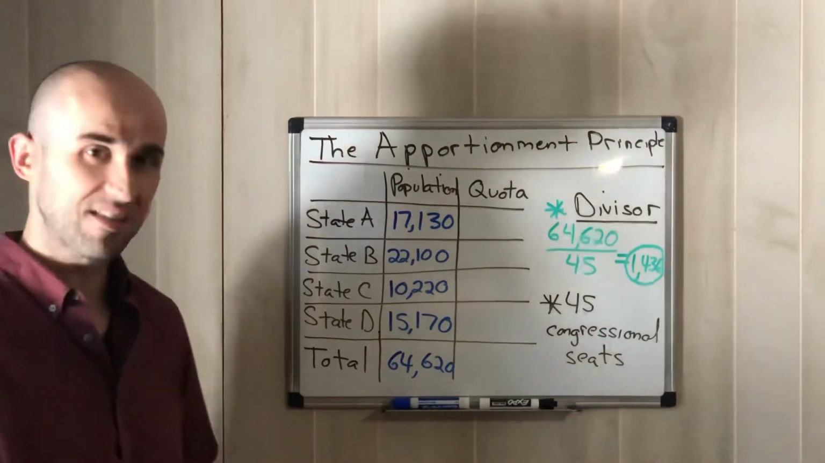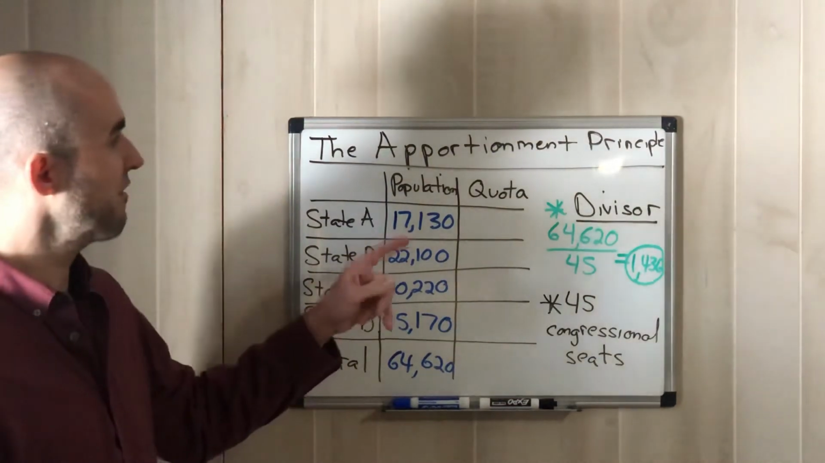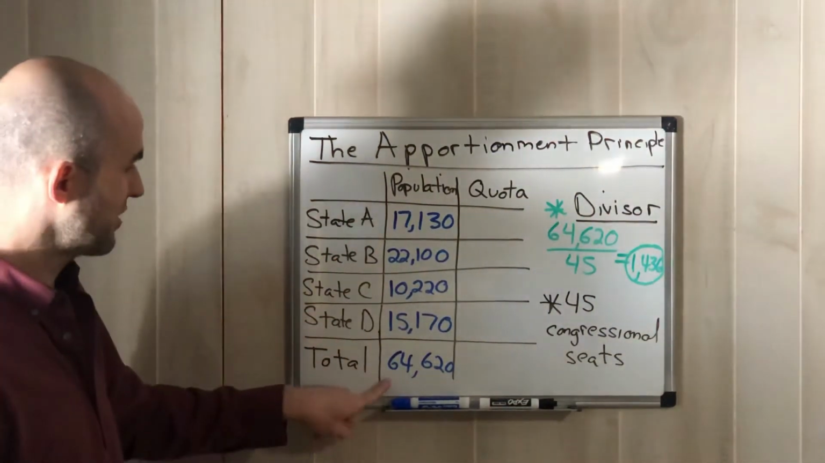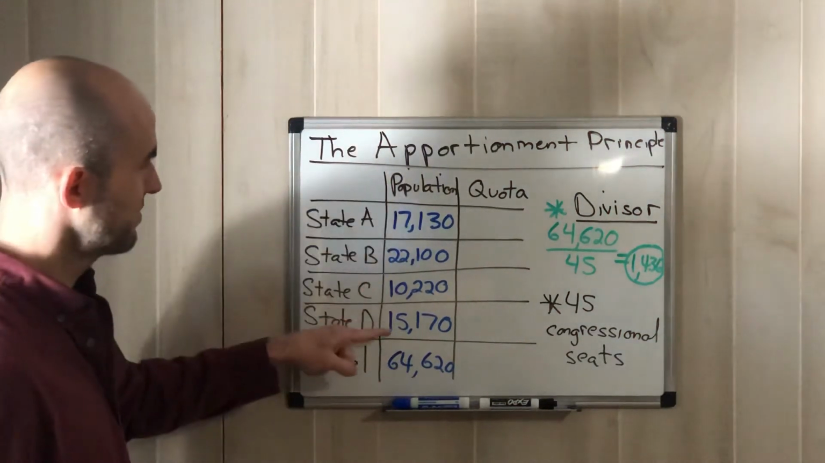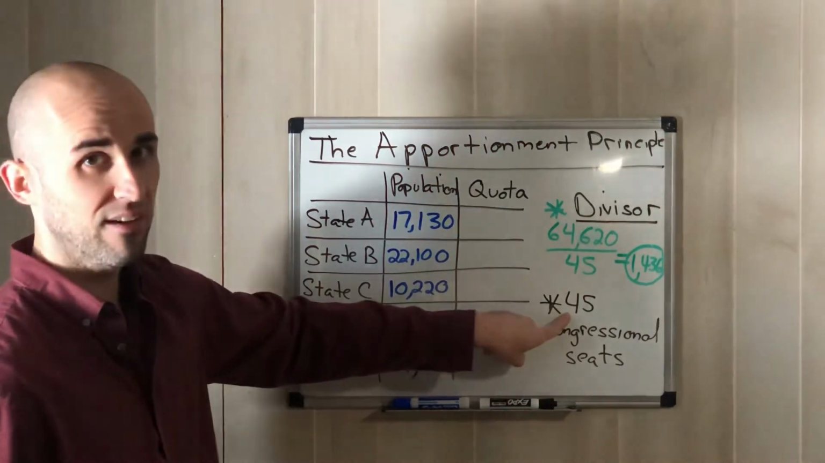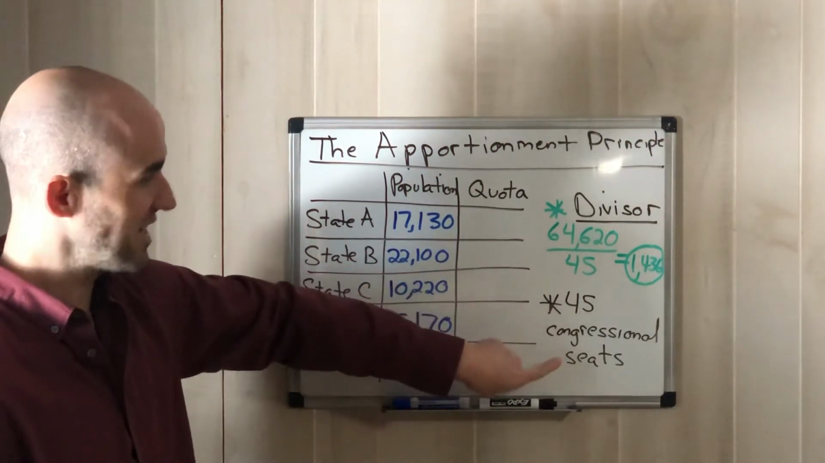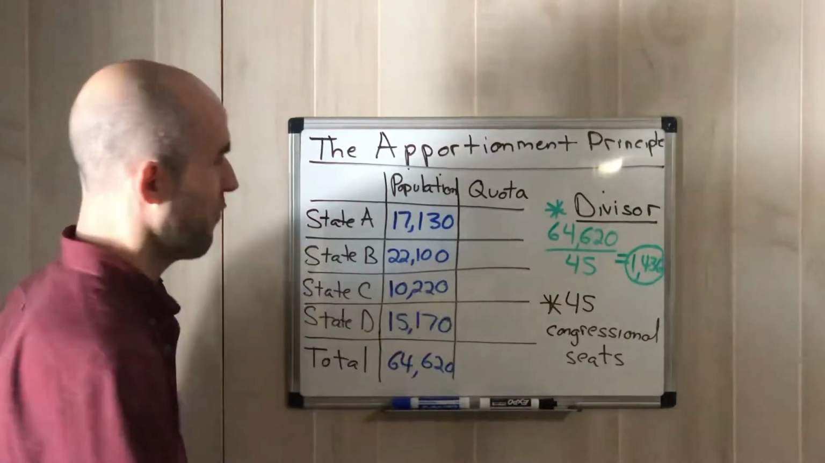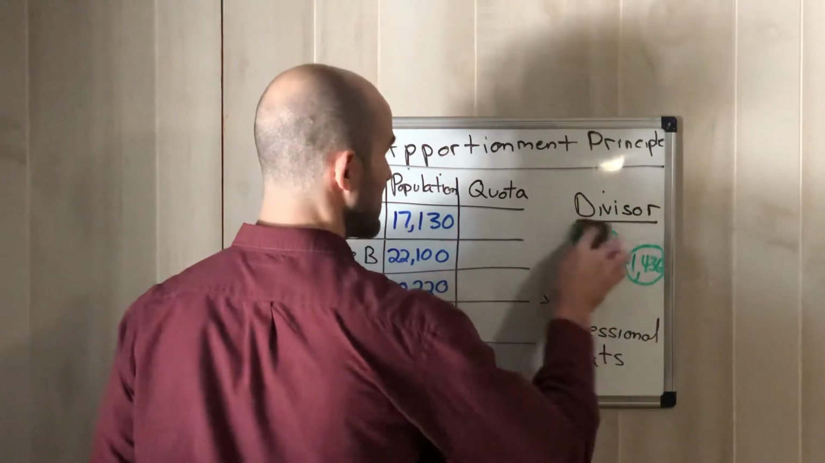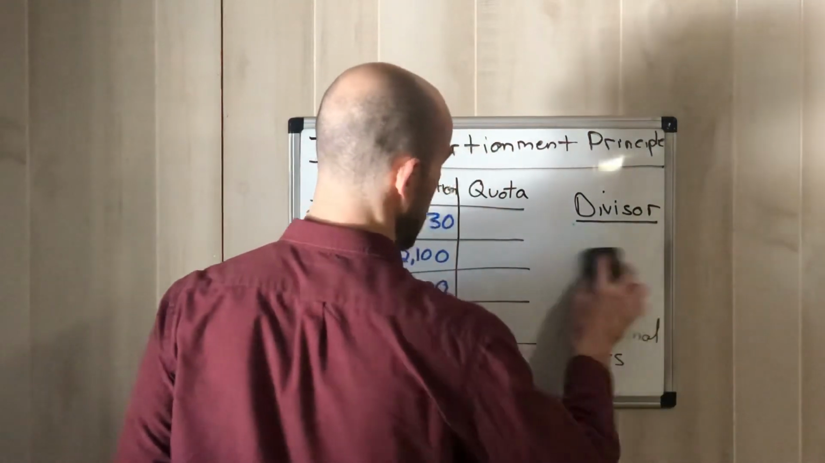Again, always the same steps, and I want to repeat it just so you realize it. When it comes to figuring out the divisor, which is the first thing we need, you have to figure out the total, so add up everything. You're going to divide it then by how many we're splitting. So 64,620 divided by 45 seats is going to give us 1,436. That 1,436, that's our divisor. That's the number that we need.